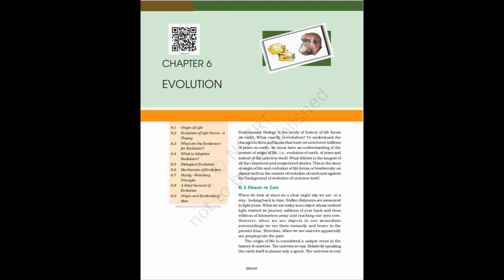Oparin of Russia and Haldane of England proposed that the first form of life could have come from pre-existing non-living organic molecules, for example, RNA, protein, etc., and that formation of life was preceded by chemical evolution, that is, formation of diverse organic molecules from inorganic constituents. The conditions on Earth were high temperature, volcanic storms, reducing atmosphere containing CH4, NH3, etc.